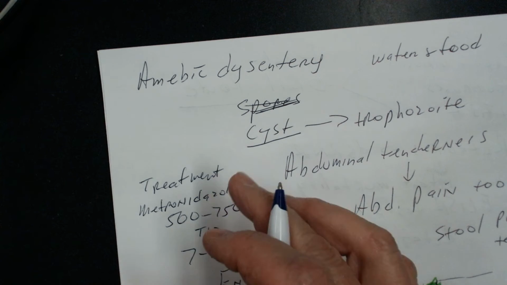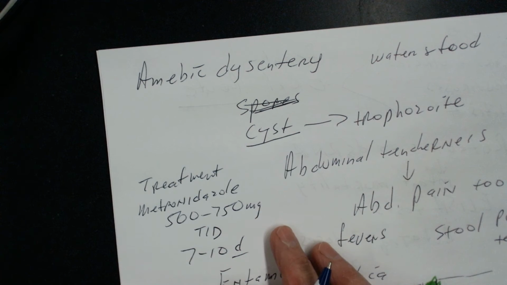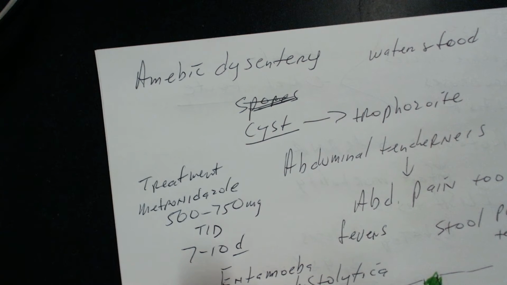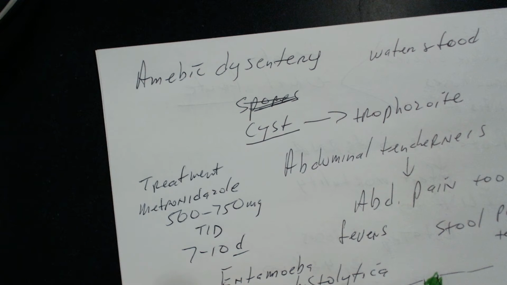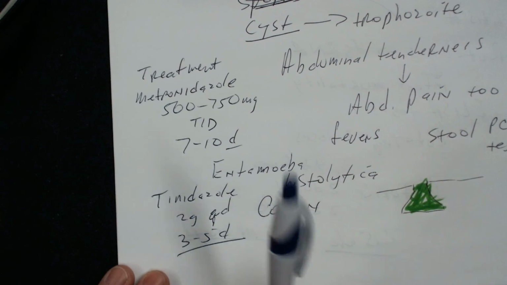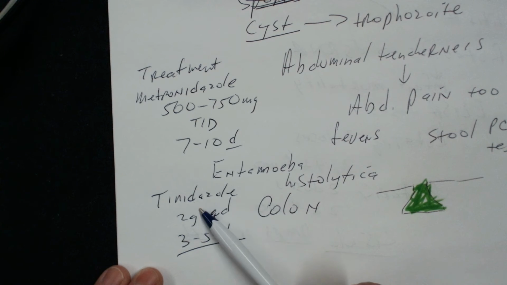If you have a liver abscess, which is a problem, then you could use tinidazole. That's 2 grams QD. And that's anywhere from 3 to 5 days. Tinidazole. It's a relative of metronidazole, but it's better for treating eukaryotes.